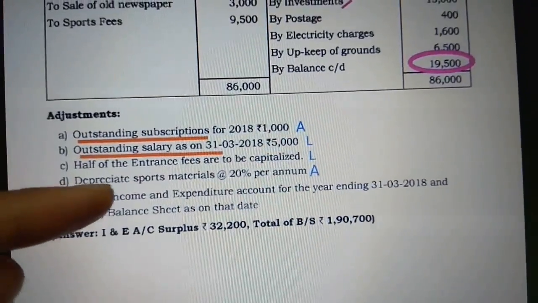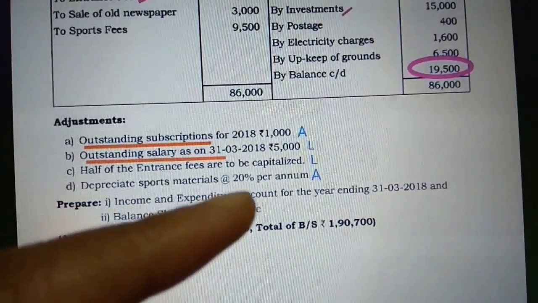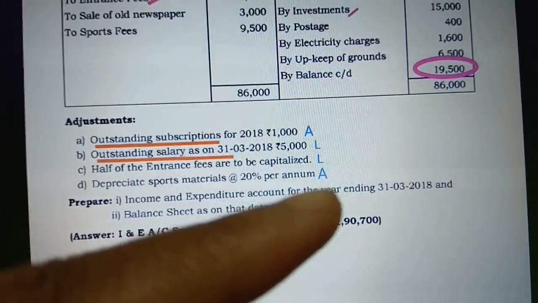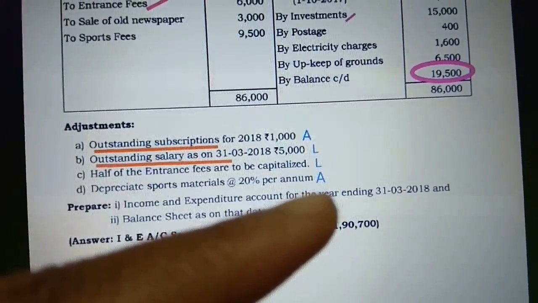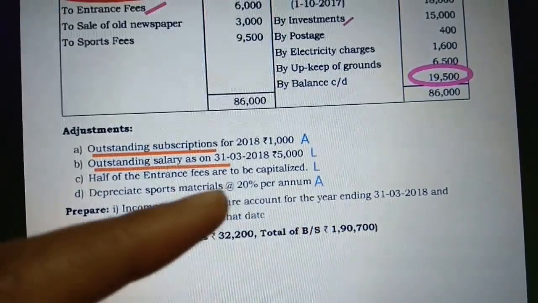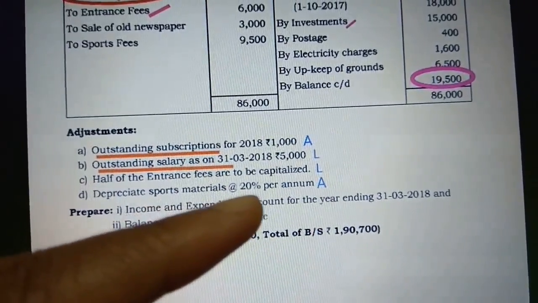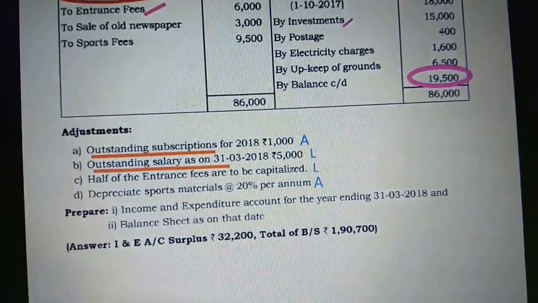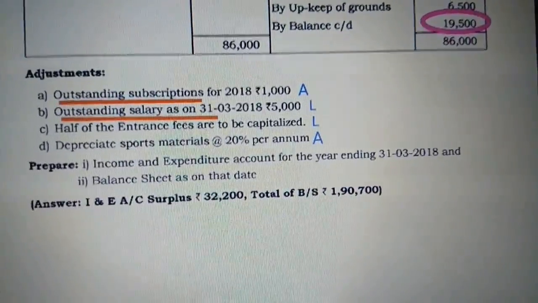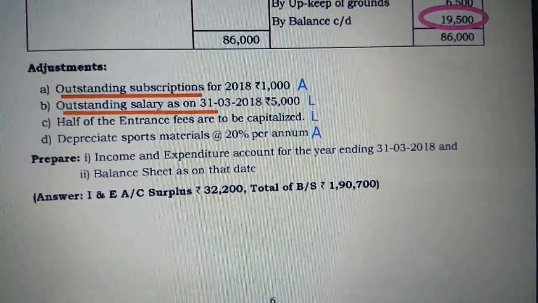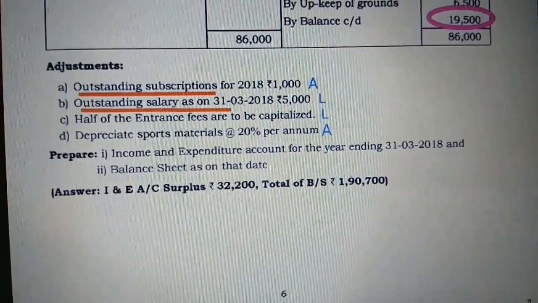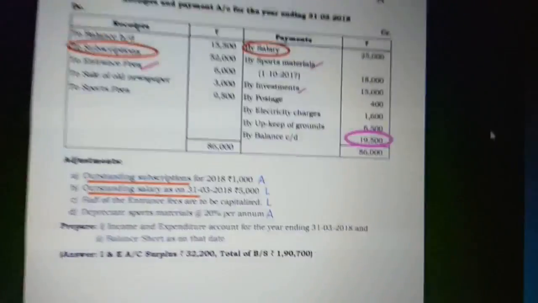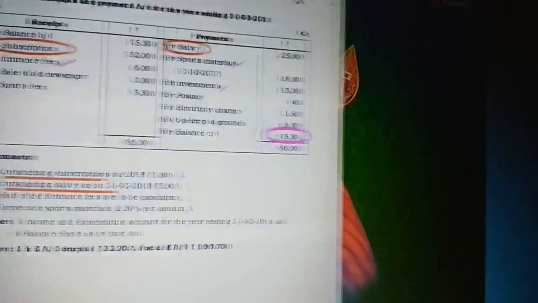Next, depreciate sports material at 20% per annum. This again comes under asset, to be minus. This is going to be deducted from the asset, that is sports material. Now just observe, this is a thing which we need to do to make it very simple for us. So immediately you can just pick and write it. So let us now move on to the balance sheet.